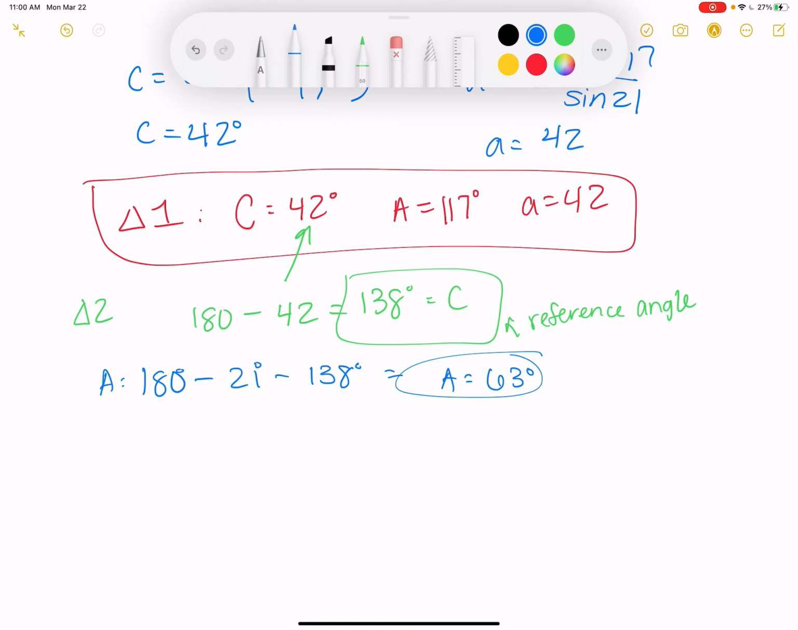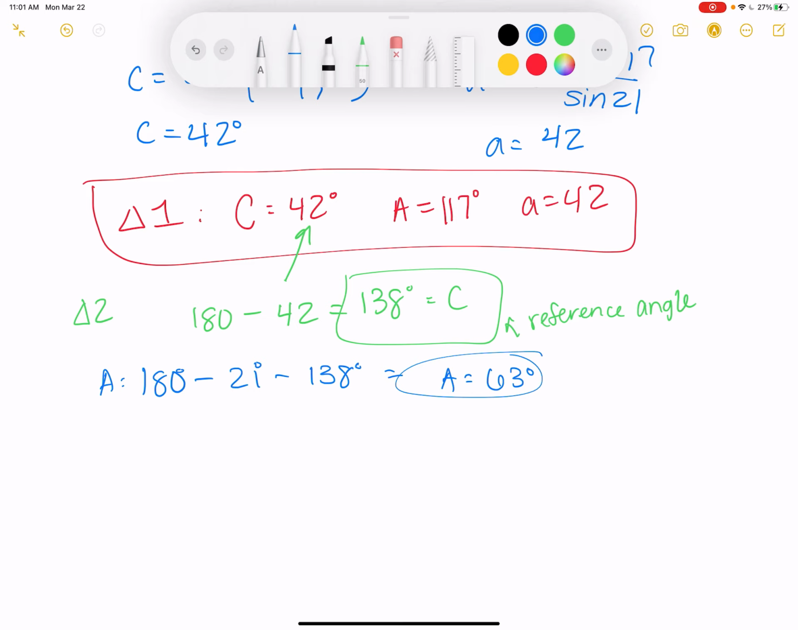Okay? Do we understand where those two angles come from for triangle 2? Triangle 2 should be mathematically much easier. You only do a formula once. Everything else is just adding and subtracting from the first triangle, basically.